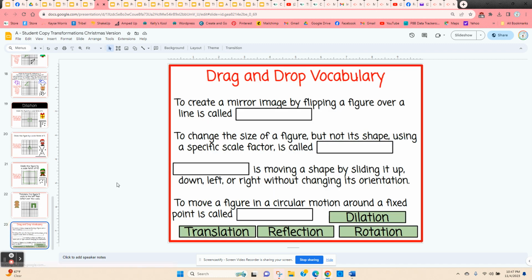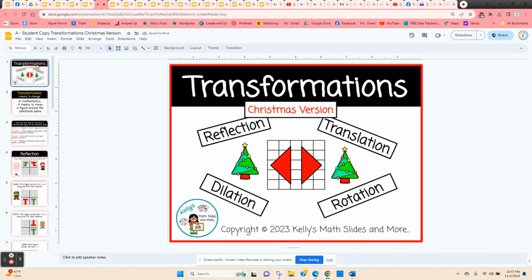The final slide has the drag and drop vocabulary. So it's just the 4 transformations, and they're going to place these by clicking and holding, place these in the correct place in the sentence frames. Just a good review for what each of these means. So that is a digital lesson on geometric transformations, the Christmas version.